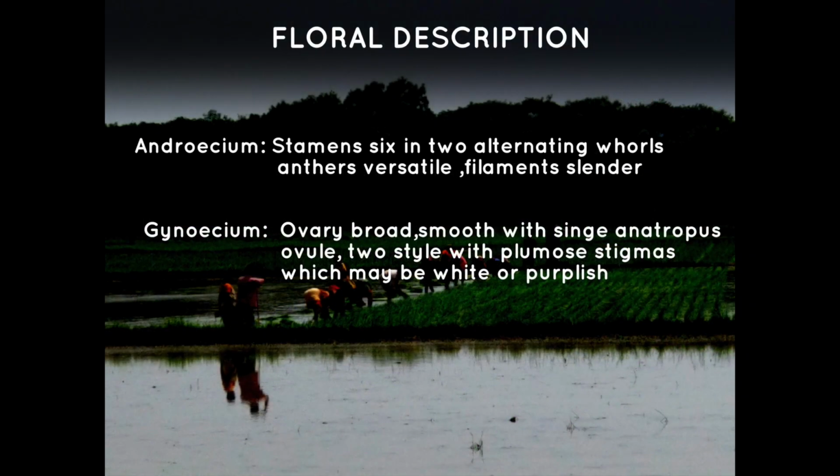Floral description. Androecium contains 6 stamens in 2 alternating whorls, and anthers are versatile. Filaments are slender. Coming to the gynoecium, the ovary is broad, smooth, with a single anatropous ovule, 2 styles with plumose stigmas, while stigmas may be white or purplish in color.